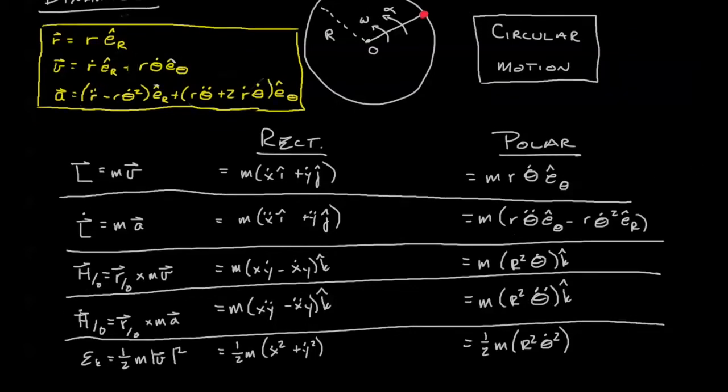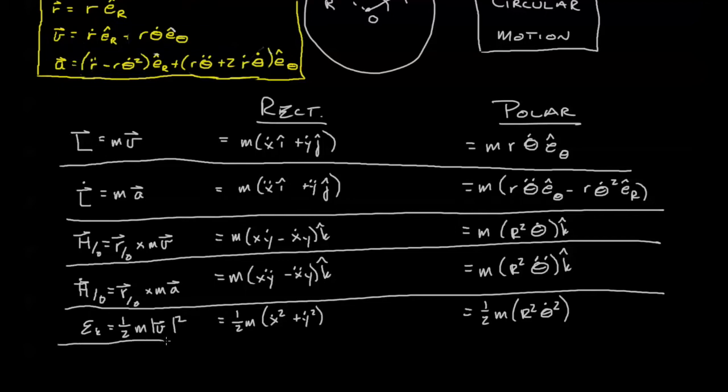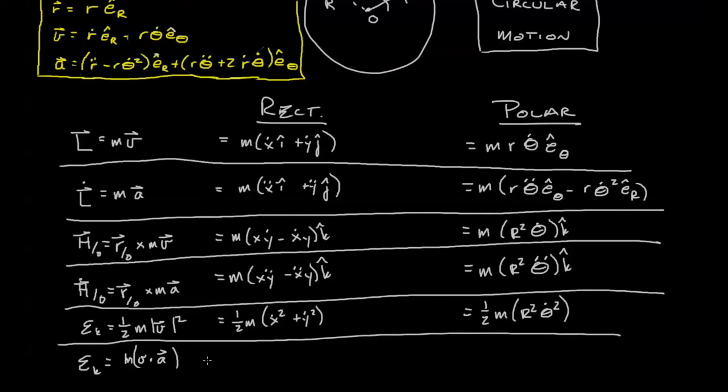Finally, let's take a look at the change in kinetic energy. The change in kinetic energy is also known as the power. We can find that as F dot V, but we want to reduce this into terms like position, velocity, and acceleration. And if we do that, we find that mass times velocity dot a is our change in kinetic energy.